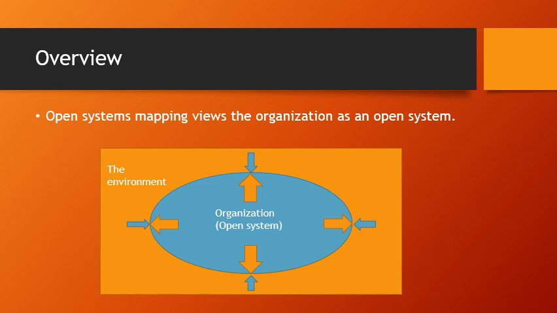Take, for example, the oval shown inside the rectangle. The oval represents the organization interacting with the environment that is represented by the rectangle. Now the arrows just represent interactions going in between the organization and the environment.